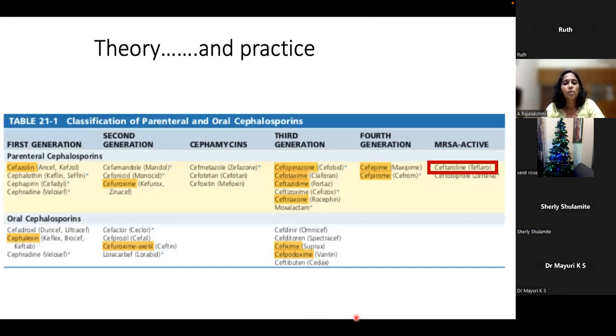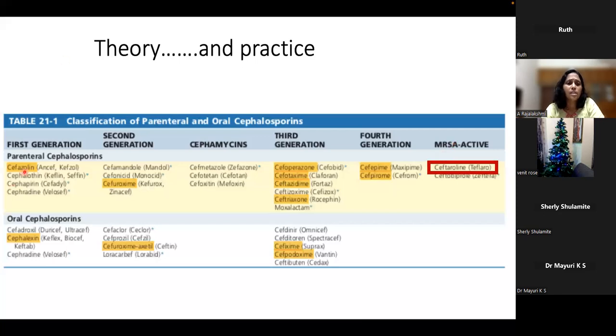Understanding cephalosporin is even more difficult, so we have to just focus on one bug in each generation, so that the drug that is commonly used in our practice. If you cannot learn it by heart, it's not possible. So just understand that we have 5 generations. All the first 4 generations don't have any activity against MRSA, and only the 5th generation has action against MRSA.